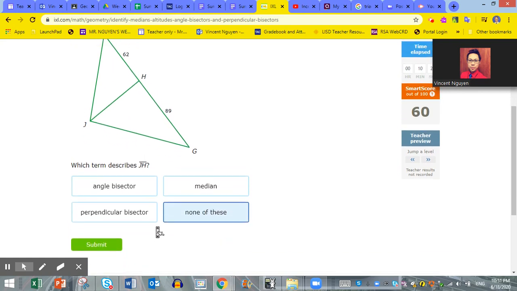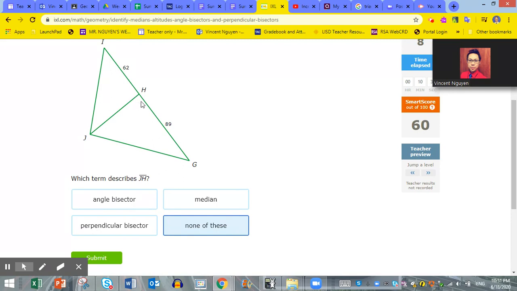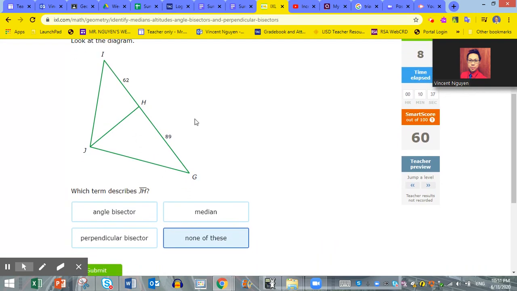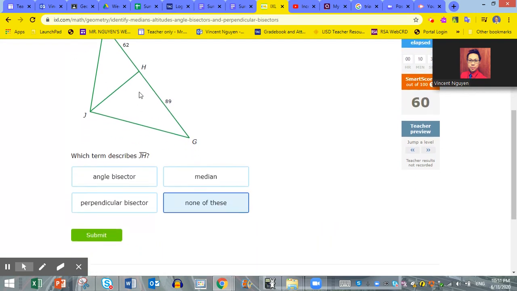Even when the picture looks like it's a right angle, you cannot assume that until you have information as fact, right? Like they give you that, or they draw the little right angle here, or they tell you it's 90 degrees. Other than that, you can't assume, okay? So don't assume.